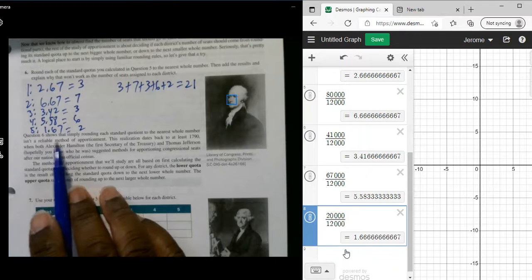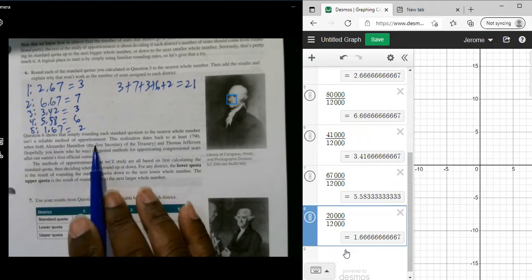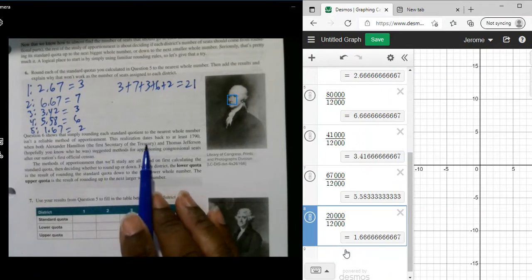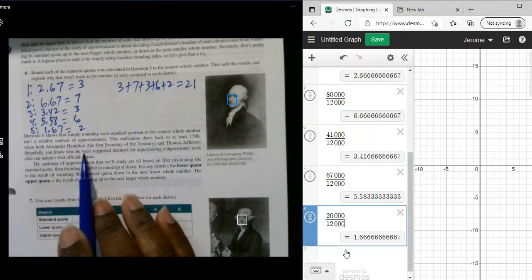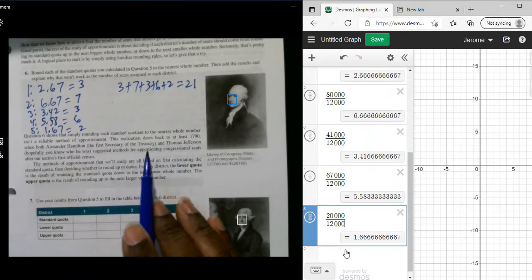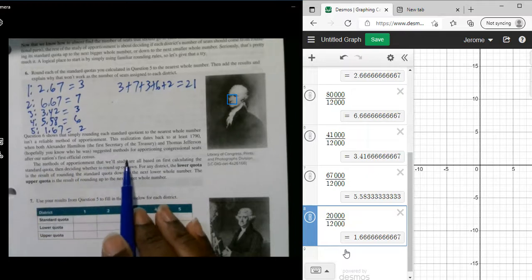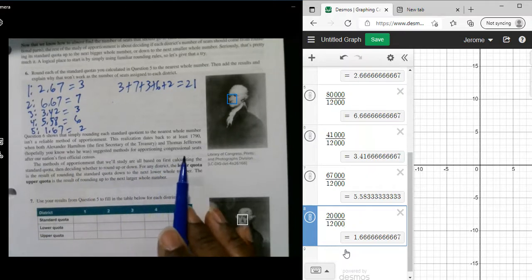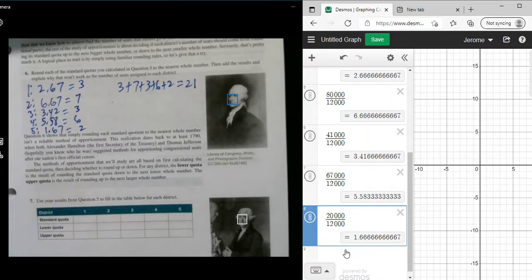So it says here that question 6 shows that simply rounding each standard quota to the nearest whole number isn't a reliable method of apportionment. This realization dates back to at least 1790, when both Alexander Hamilton, the first Secretary of the Treasury, and Thomas Jefferson, hopefully you know who he was, suggested methods for apportioning congressional seats after our nation's first official census.